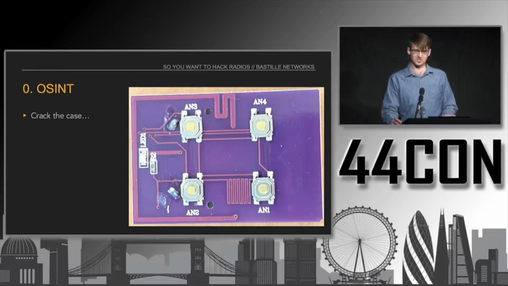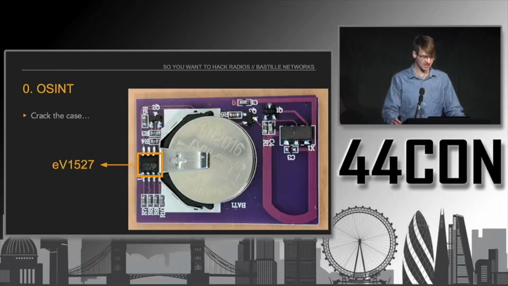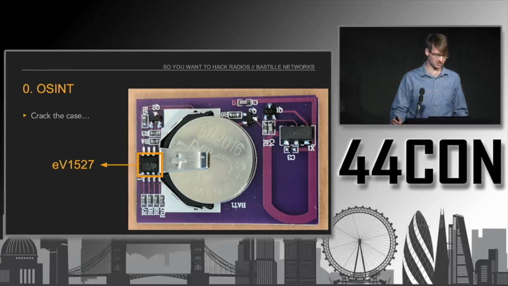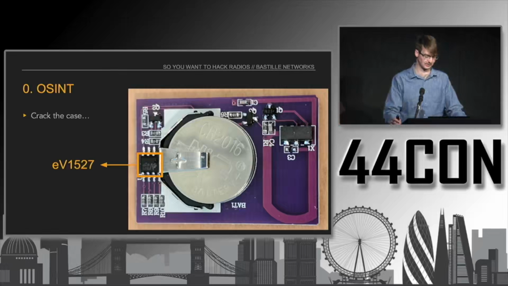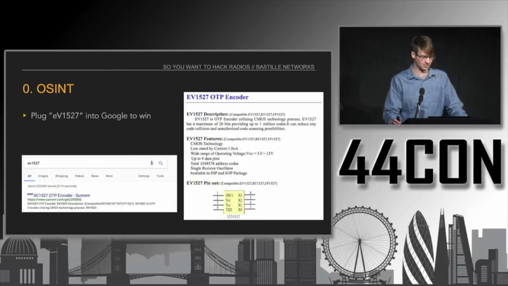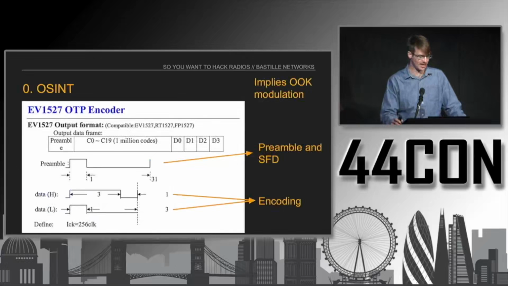So the top side of the board's not that interesting, just a couple buttons and passives and a trace antenna. But the bottom side contains a pretty big hint. There's some power circuitry and things like that, but then there's this chip that's silkscreened EV1527. So if you take that and you plug that into Google, you win. The top result is the data sheet for this device. The package matches, it looks just like it. And then further down in the documentation, it actually gives us a data format. So this is a ton of information.